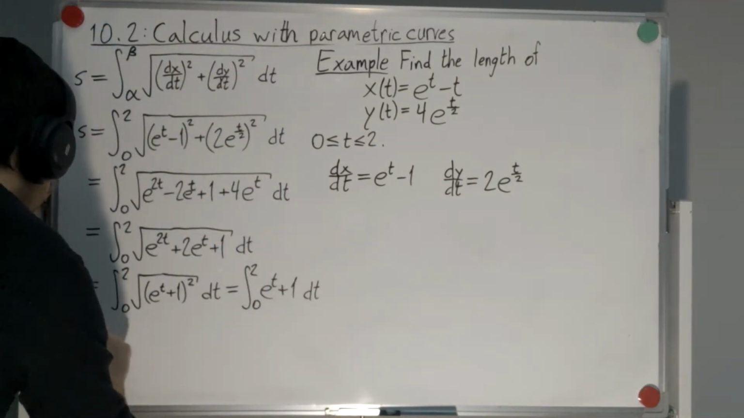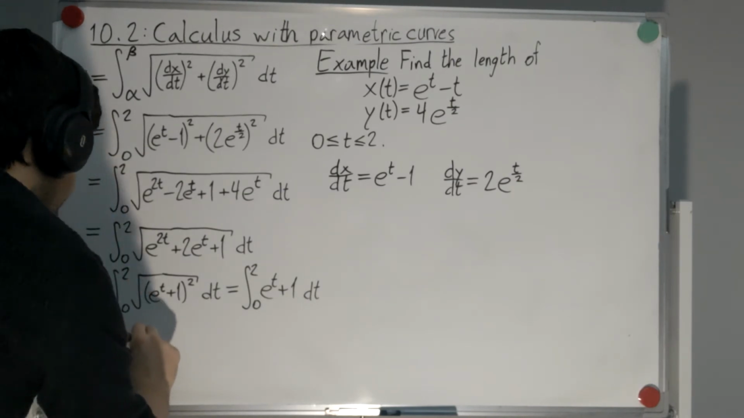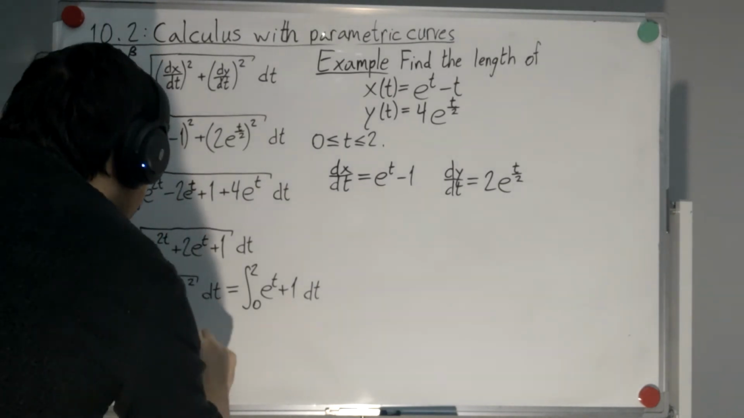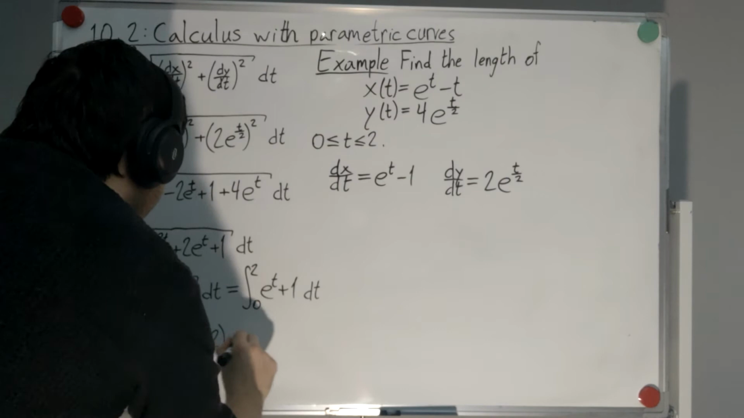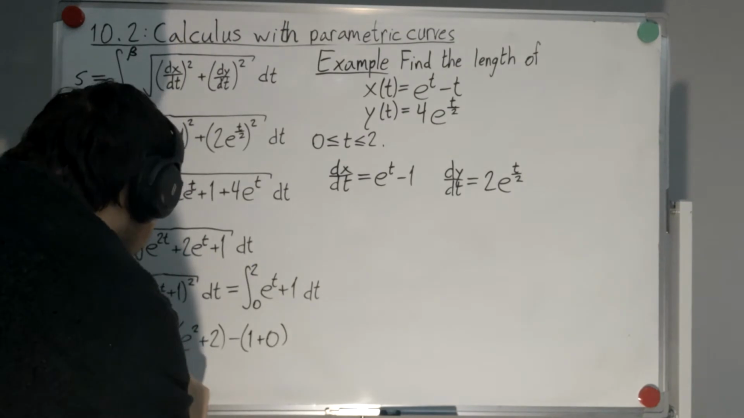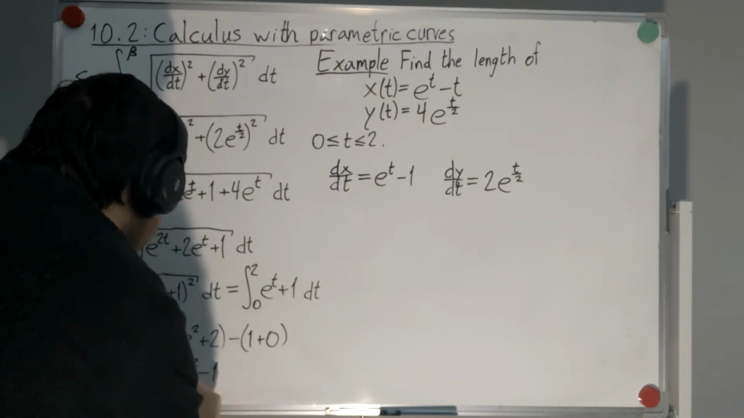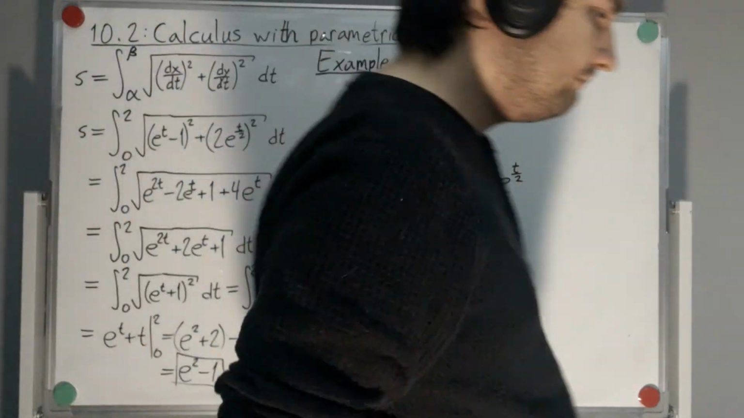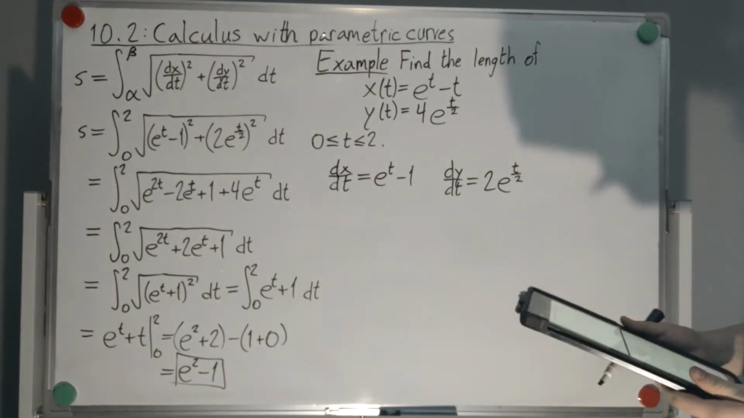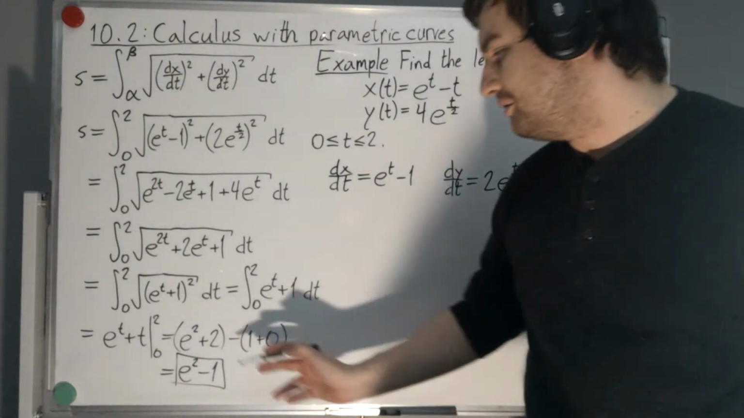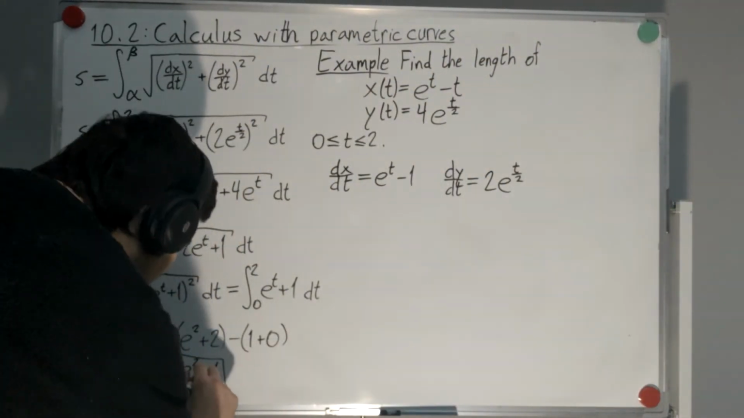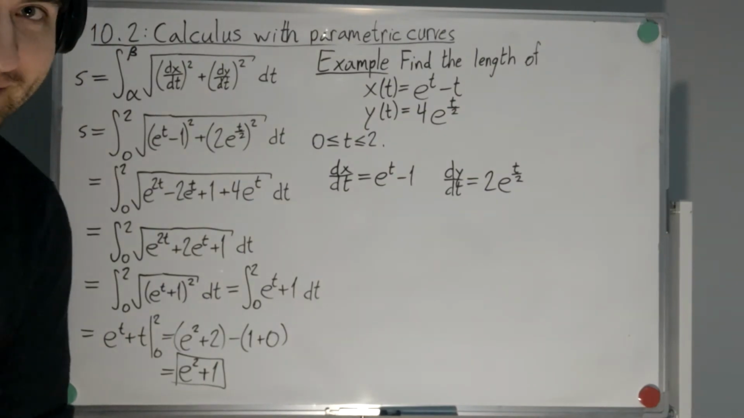We do that antiderivative, it just becomes e to the t plus t, evaluated from 0 to 2. This becomes e squared plus 2 minus e to the 0 is 1. And so what we get here is e squared minus 1. And that's our arc length. Just kidding. 2 minus 1 is in fact 1, not negative 1. So yes, this should be plus 1. Sorry about that.